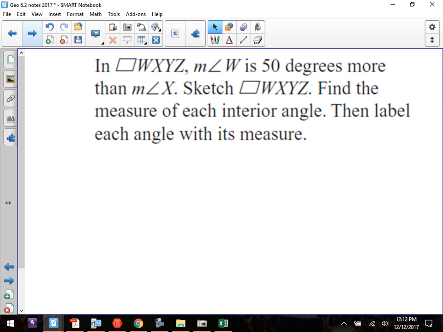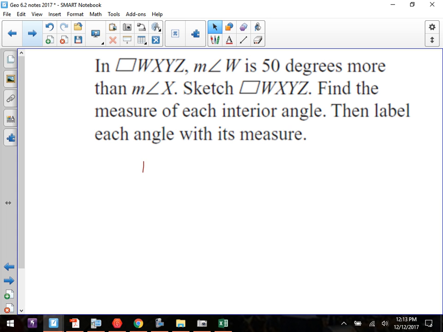Now, one of the things that I would do is you look at the problem, it says that symbol, what do you think that symbol stands for? Parallelogram. Okay. It says parallelogram WXYZ. Angle W is 50 degrees more than angle X. Sketch the parallelogram and find the measure of all the angles.